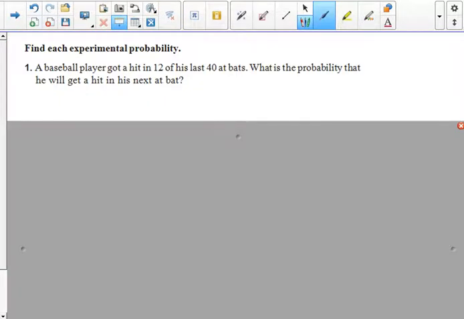Okay, look at number 1 on your homework practice K. Yeah, just put your study guide away. We're not going to do any of the study guide in class.